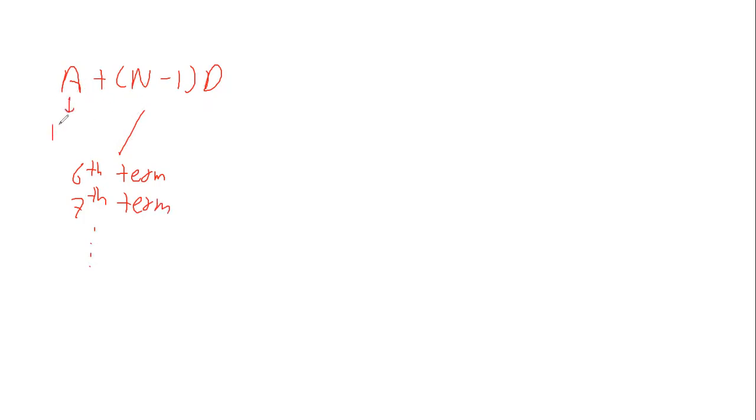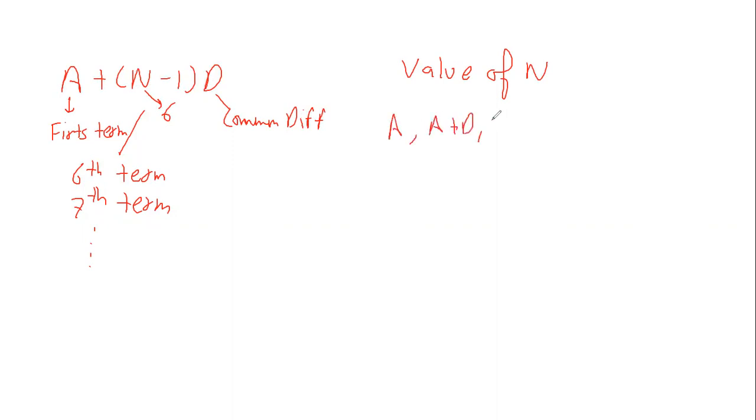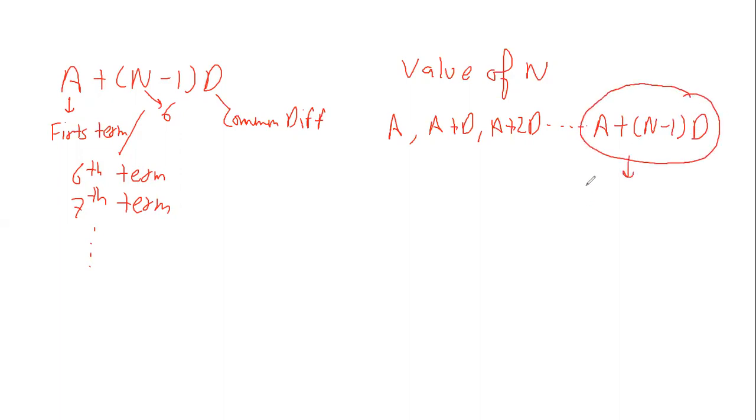Replace the value of A as the first term, replace the value of n. Suppose I need to figure out the sixth term, so I'll replace the value of n as 6, and D I will replace as the common difference, and I'll get that particular term. But more importantly, this expression is actually used to figure out the value of n. As we know, the series is A plus D, A plus 2D, so on and so forth, and the last term is A plus n minus 1 times D. So I can say this expression is nothing but equal to the last term.